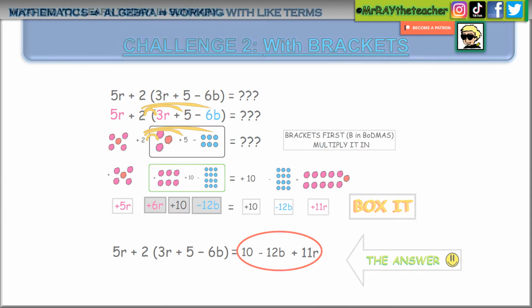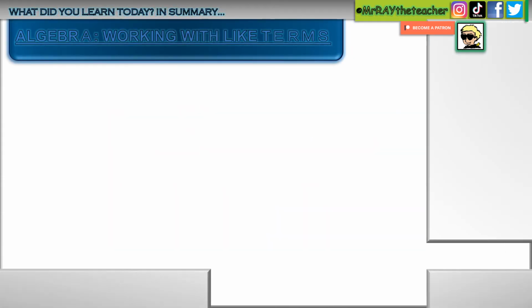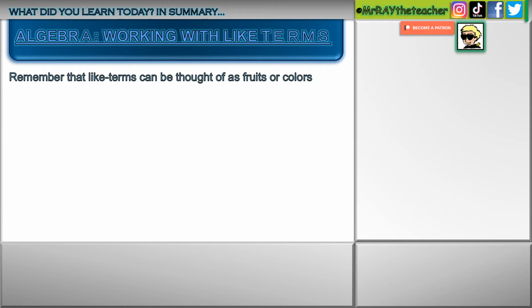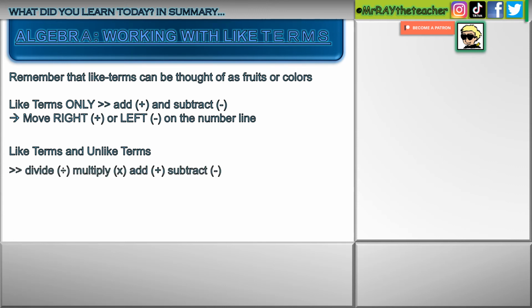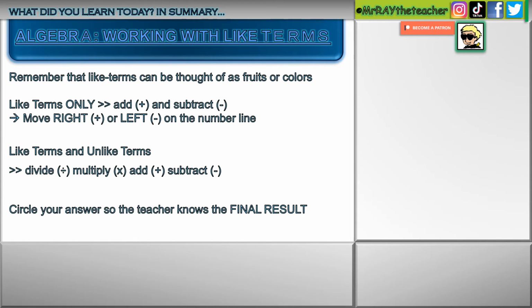So jumping in. So what did you learn today? If that's what somebody asks you, please don't waste the taxpayer dollar. If you're public school students, we learned that like terms can be thought of as fruits or colors. Like terms only can add and subtract. So, for example, move right for adding or left for subtracting on the number line. And for unlike terms, you can divide, multiply, add, and subtract. And circle your answer so the teacher knows your final result.